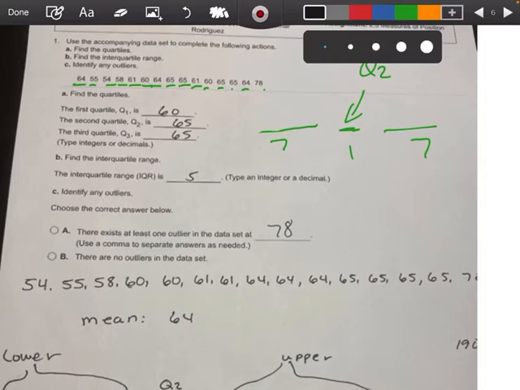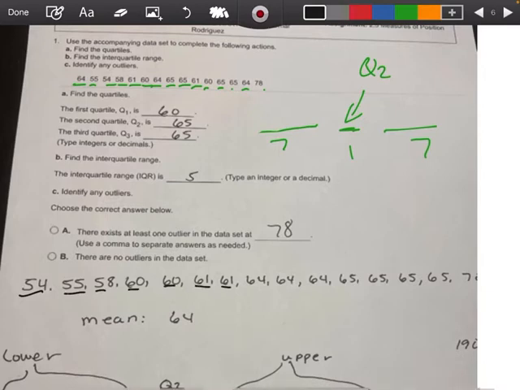I'll tell you what, let's do it this way. The student actually already put the numbers here. So look, let's go like this: 1, 2, 3, 4, 5, 6, 7. This is my Q2, right? So this number right here, y'all, should be 64. And then we're going to have 1, 2, 3, 4, 5, 6, 7.